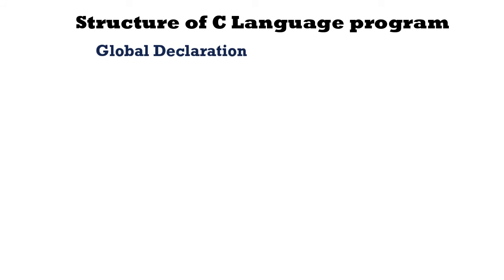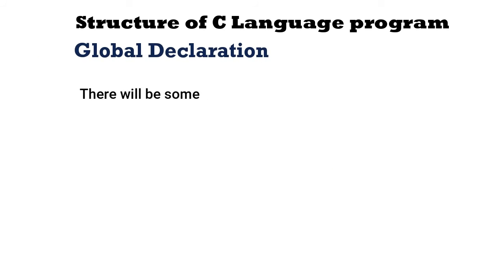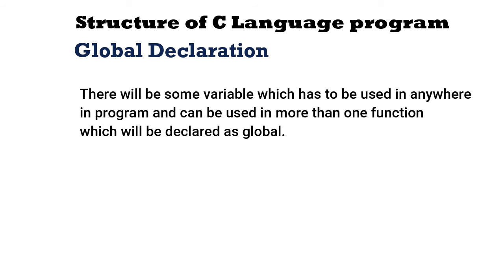The next section is the global declaration section. There will be some variables which have to be used anywhere in the program and can be used in more than one function, which will be declared as global. So in this section we will be using the global variables.